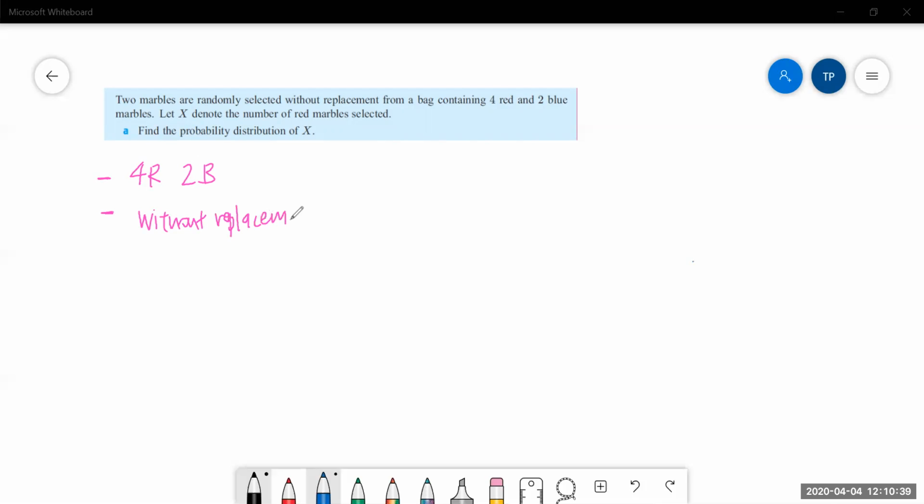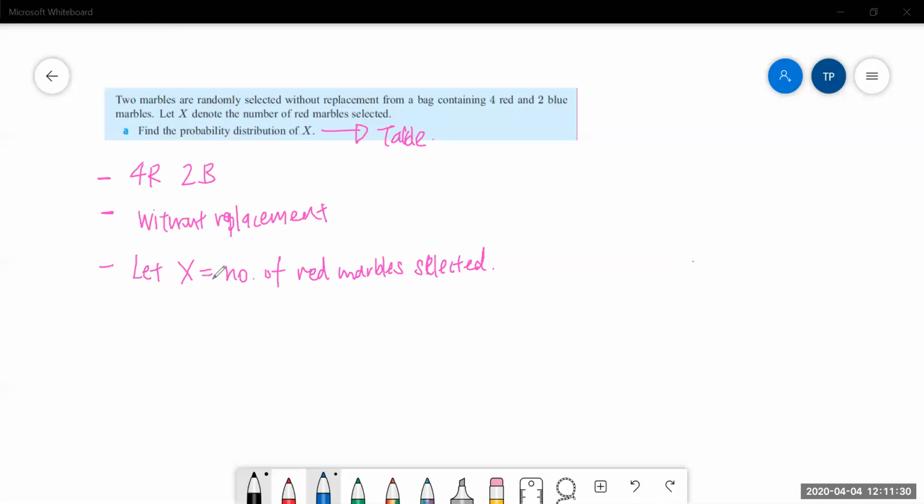Without replacement means that every single selection of the marble is going to be dependent on each other. The probabilities are not going to be the same anymore. Make sense? Yeah. So after that, let X be equals to number of red marbles selected. Then they say, find the probability distribution of X. So usually when they ask for probability distribution, they want it in table form and not in equation form, okay? But they can give you an equation form. It's just that when they ask you for it, you have to give it in table form.